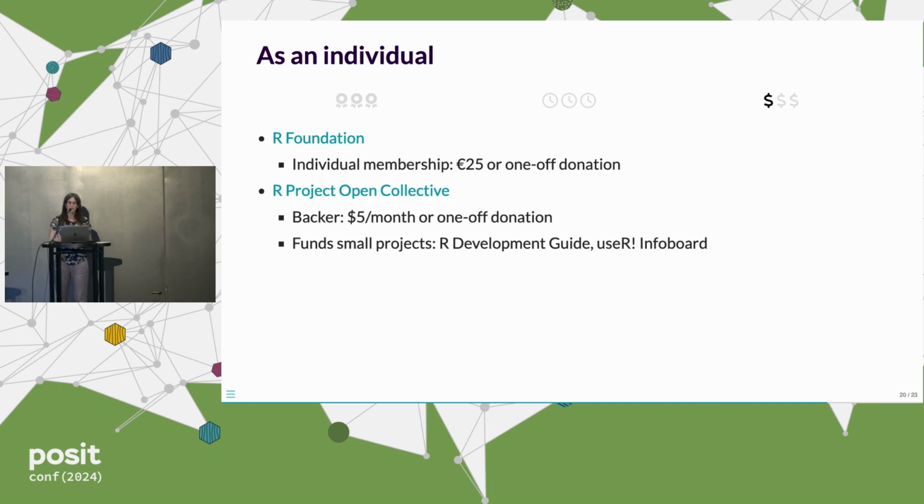But you can also contribute as an individual. So the easiest way to do this is through the R Foundation, which has an individual membership level, or you can make a one-off donation of an amount of your choice. We also have an Open Collective. This was mainly set up to receive money from Google Season of Docs, but you can also contribute to that. And that funding goes towards small projects such as maintenance of the R Development Guide or the useR! info board that tracks all the information about past useR! conferences to help future organisers.